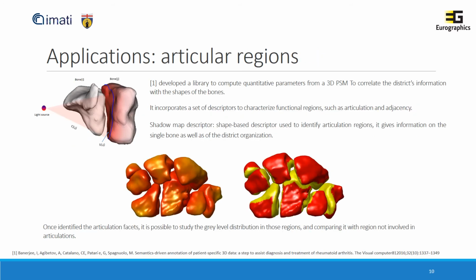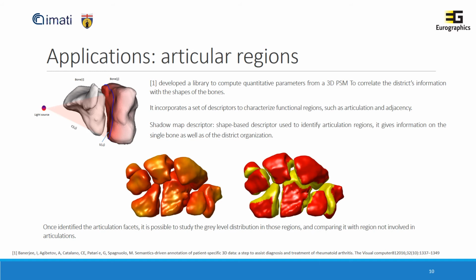Another application is the characterization of relevant anatomical regions in order to provide richer and more accurate information to surgeons and physicians. In this case, we integrate previously developed shape descriptors with the image information given by the texture. The shape descriptor that we consider is the shadow map, which helps to identify articular regions and gives information on the single bone as well as on the district organization.